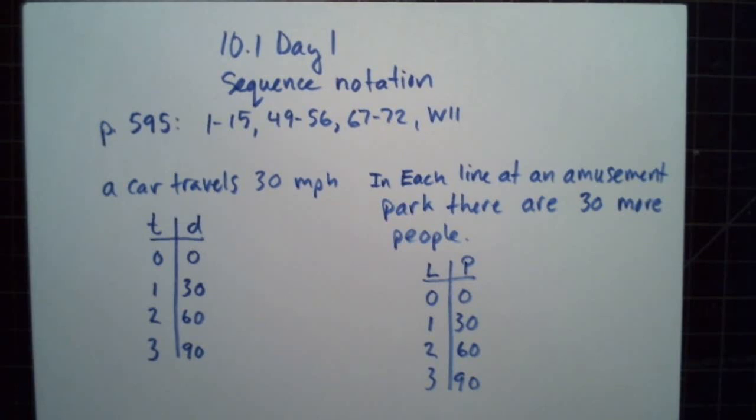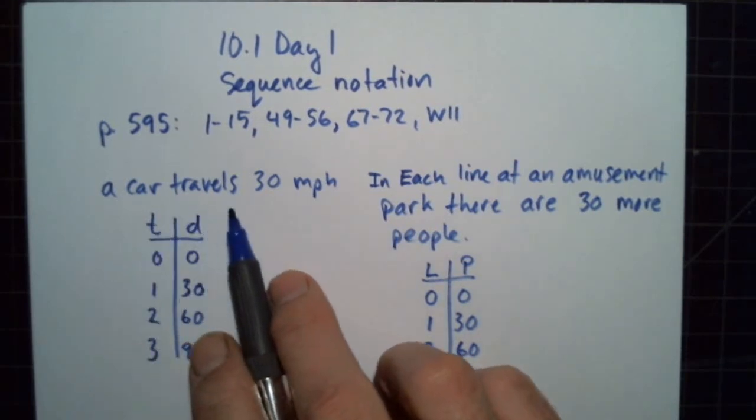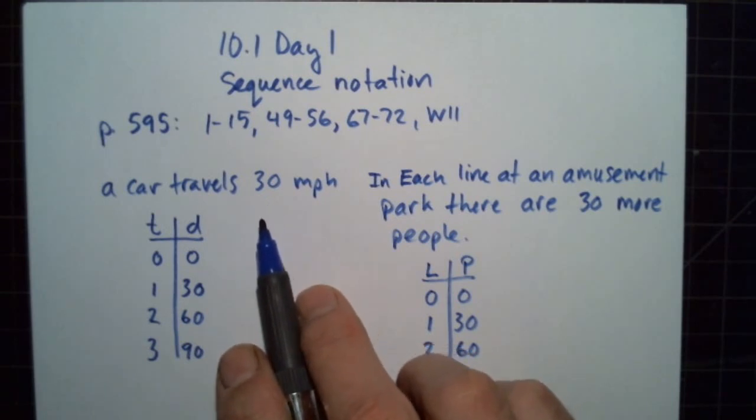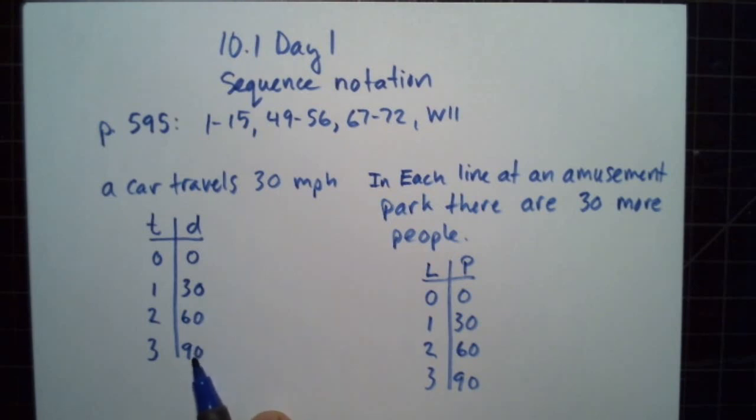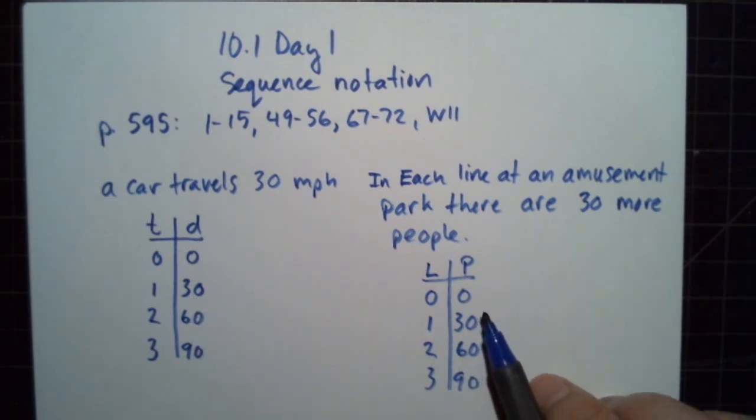In this lesson, we'll talk about sequences, and let's start by seeing the difference between discrete and continuous data. Here, if we talk about a car traveling 30 miles per hour, after each hour it'll have gone 30 more miles. And over here we can look at this example.